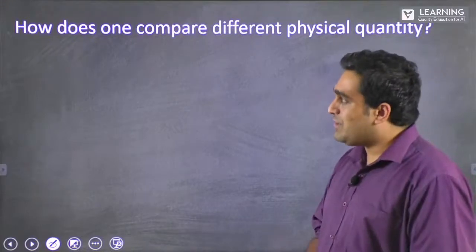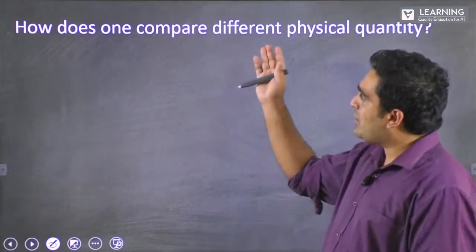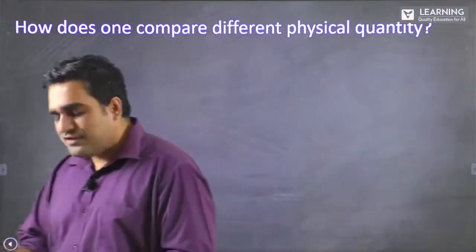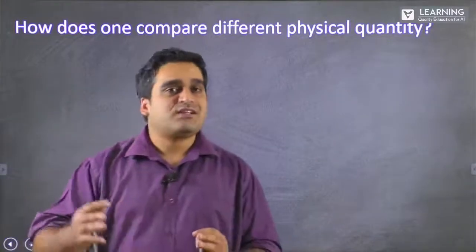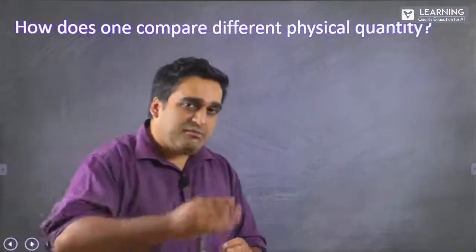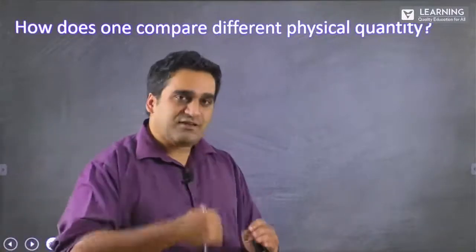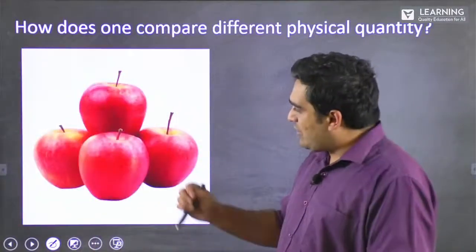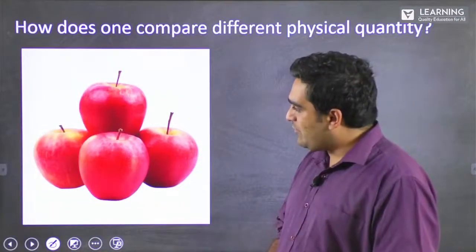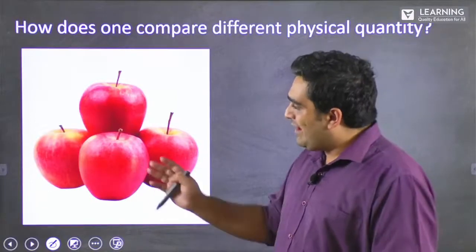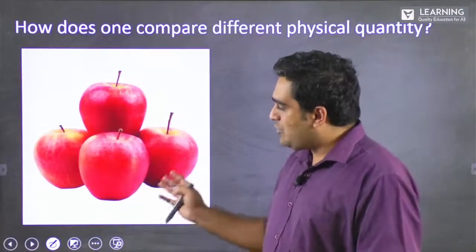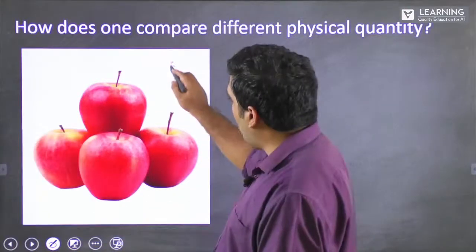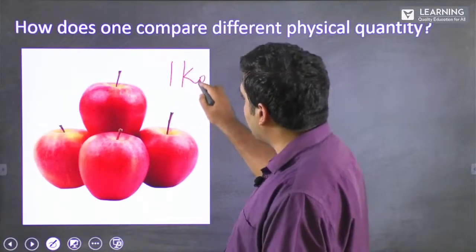So if we're making a measurement, how does one compare the different physical quantities? What are the physical quantities? The different physical quantities are those that can be quantified, meaning that can be divided into certain amounts. So let's take a look at one example here, which is apples. Let's say these apples put together weigh 1 kg.